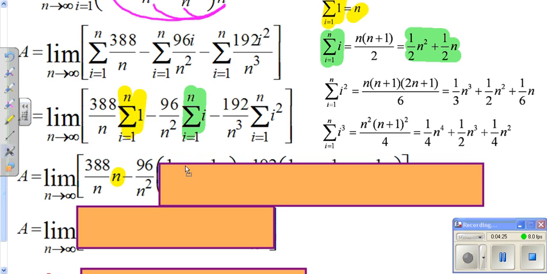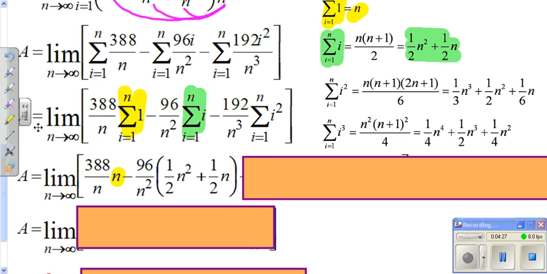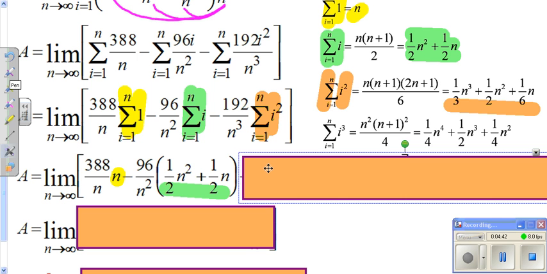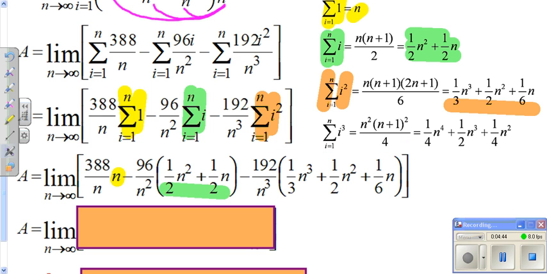So we'll take that and plug it in, and so what we have here in the parentheses is your sum of i. At the very end we have a sum of i squared. We have our sum of i squared formula right here. We're going to want to go ahead and plug that in. And that's what we have here.